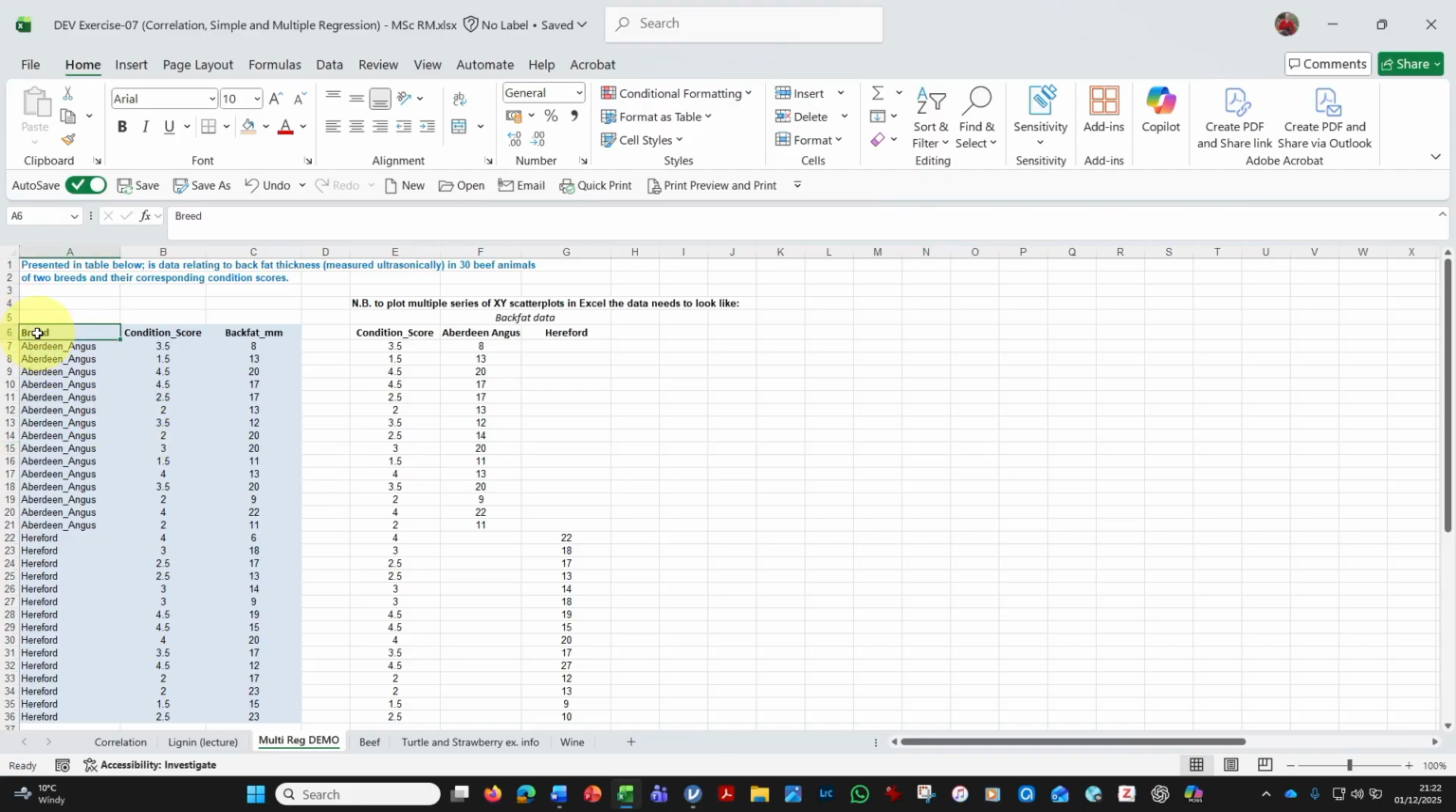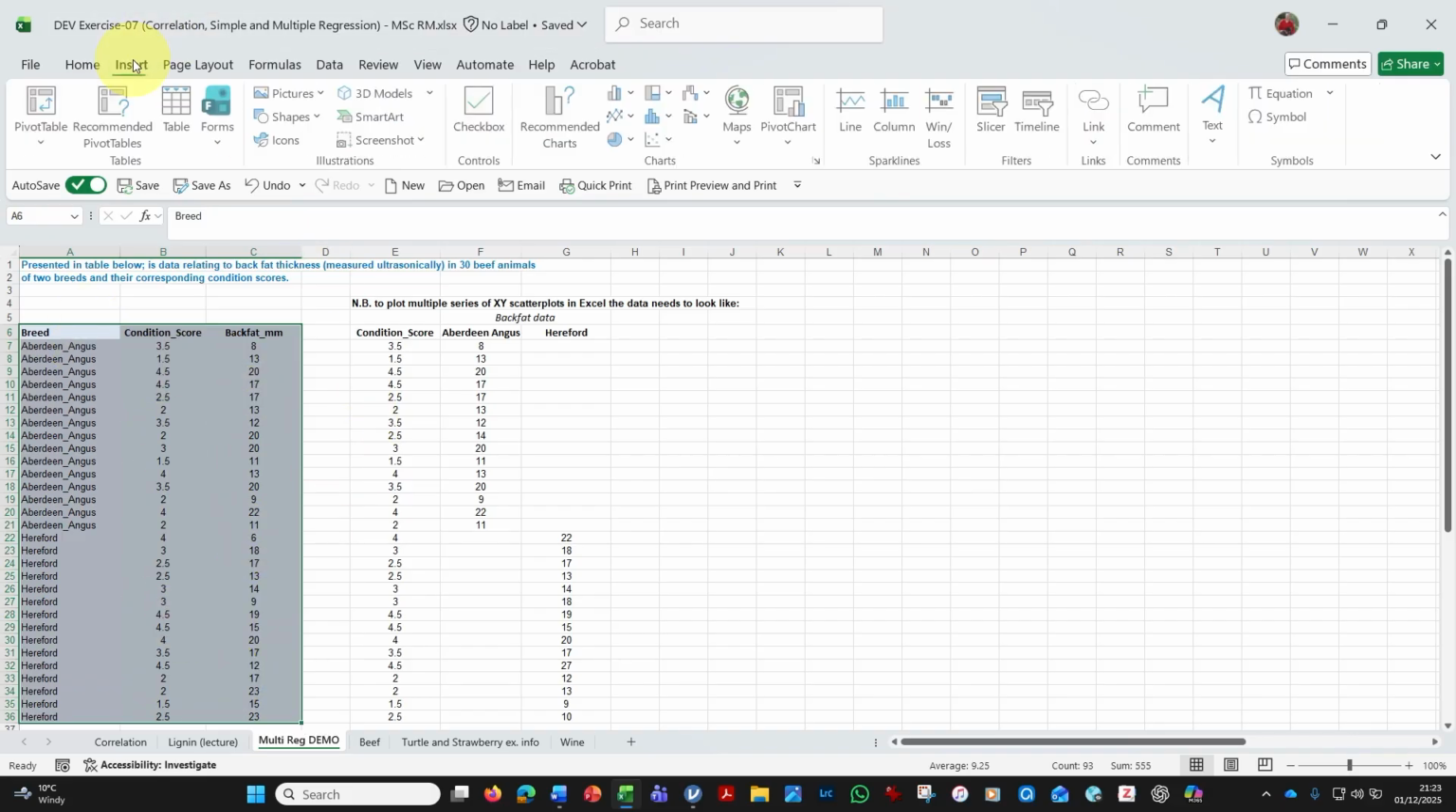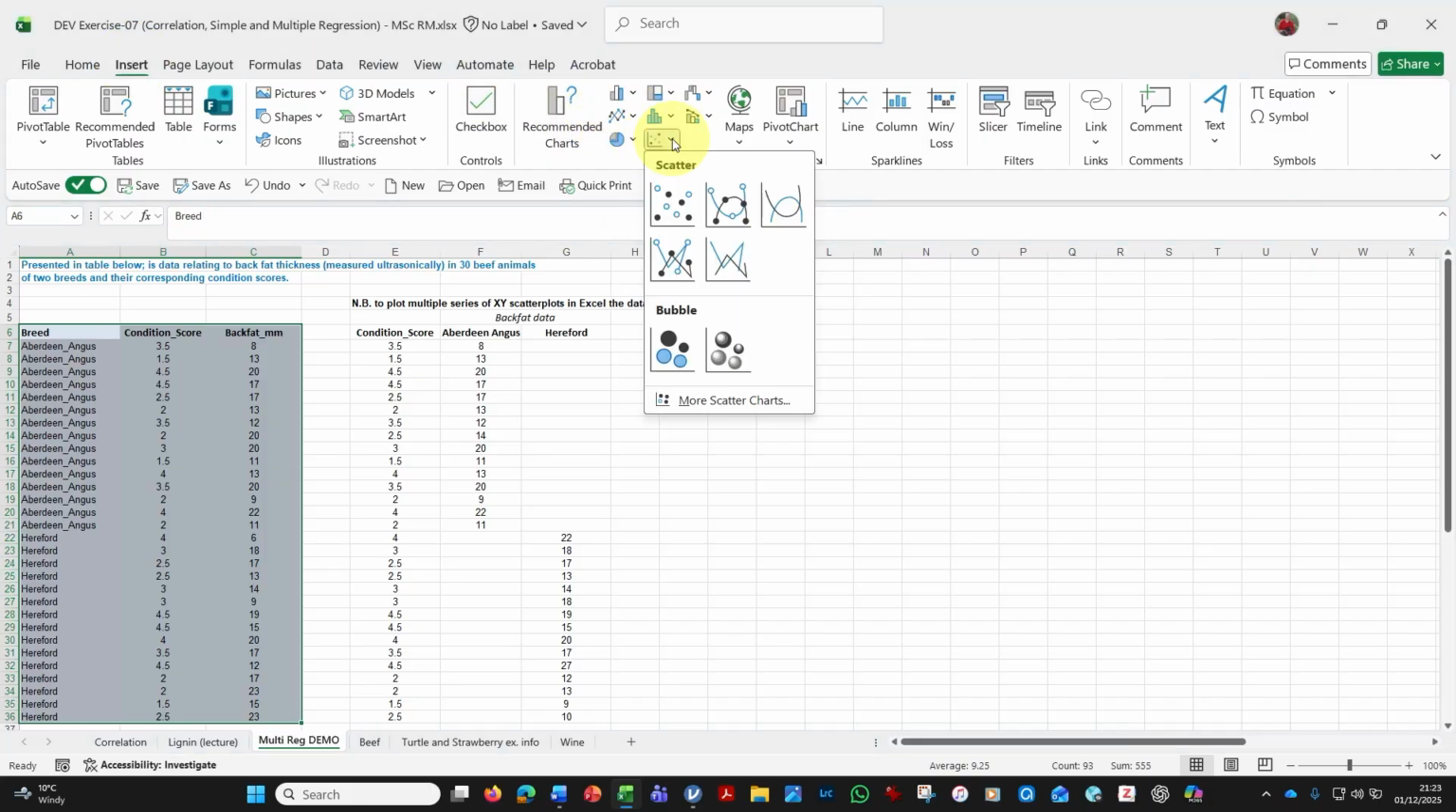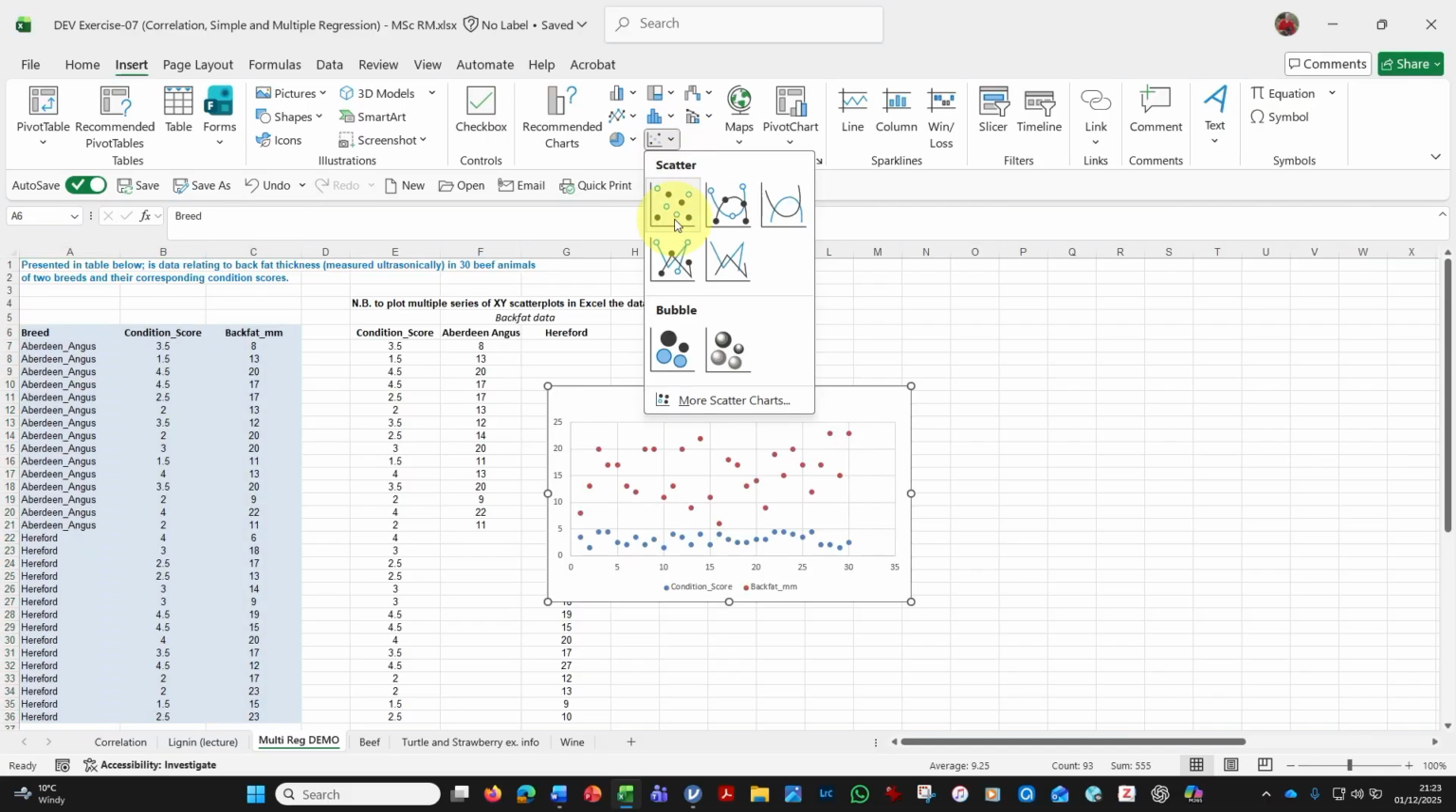I'm going to just plot this with a graph in Excel. So I'm going to select the breed and the condition score and the back fat together. I'm going to put a graph in there, so insert. And it's not the line one that you might think it is, it's actually this XY scatter plot. So I'm just going to choose the first one.